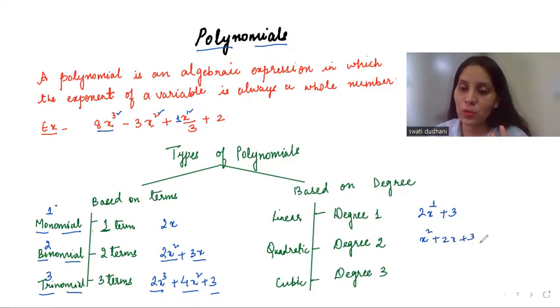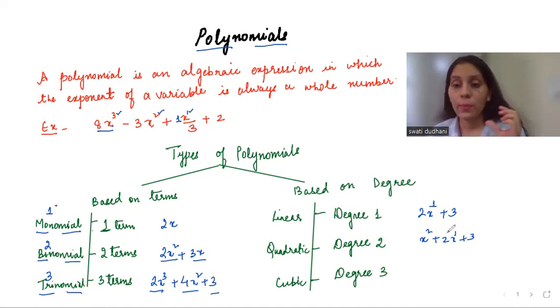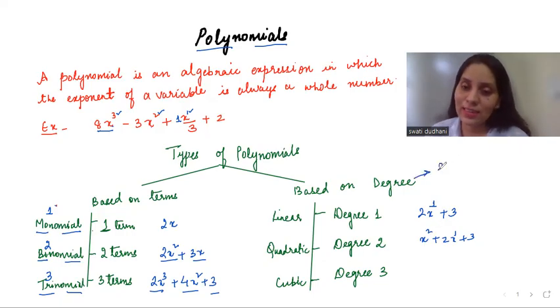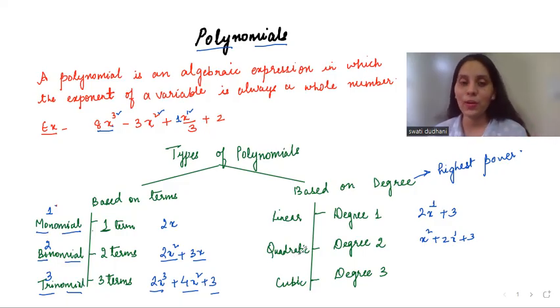So x square plus 2x plus 3. Now here my powers, I have 2 and 1. But what is the highest power? The highest power is 2. So the degree is 2. So basically degree is nothing but the highest power in an expression. Now cubic. Cube is basically 3. So if the degree is 3, the polynomial is known as the cubic polynomial.